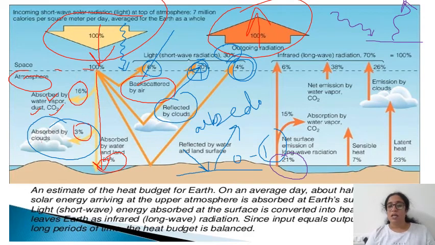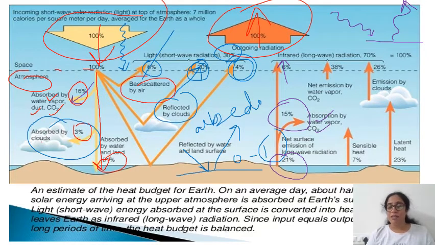Out of this, 15% is absorbed by carbon dioxide and water vapor. Please remember that carbon dioxide and water vapor are not only absorbing the incoming solar radiation, but also the outgoing infrared radiation, also known as terrestrial radiation. So they absorb this 15% of the terrestrial radiation, whereas only 6% is sent out into the atmosphere.